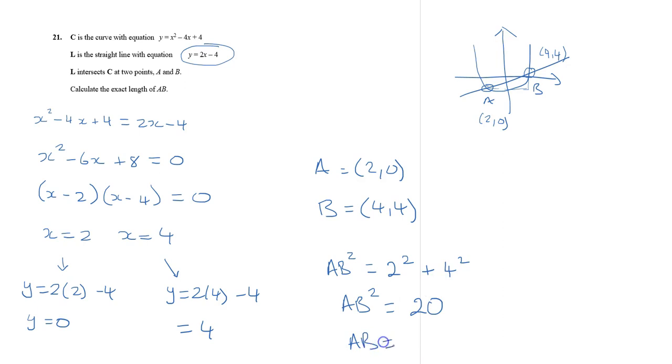Now AB is equal to the square root of that, which is root 20. Now it says calculate the exact length, so we'll just leave it in that form. So AB is root 20.